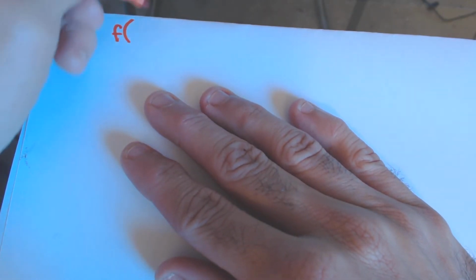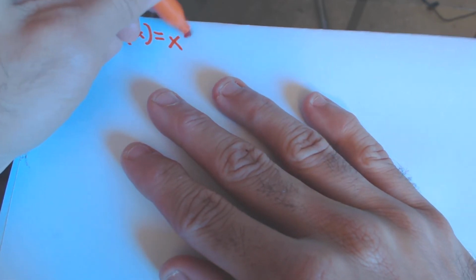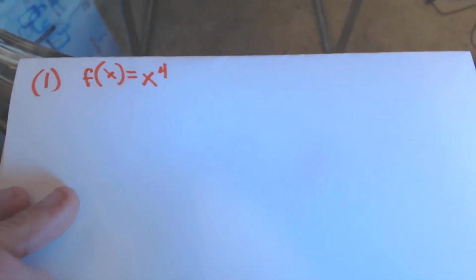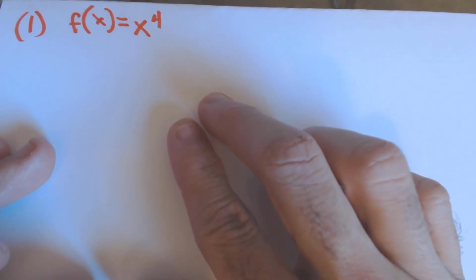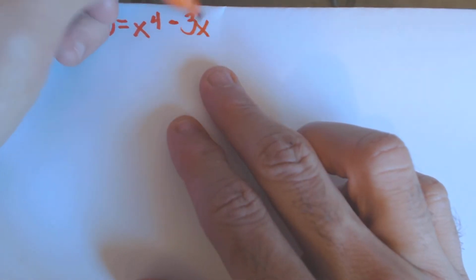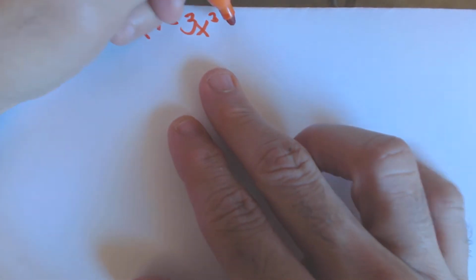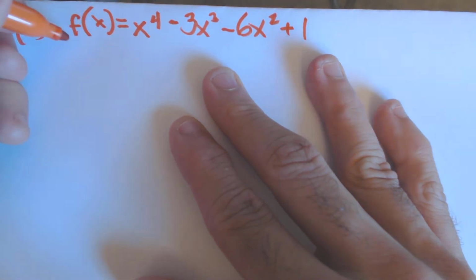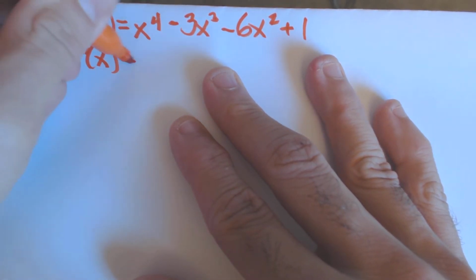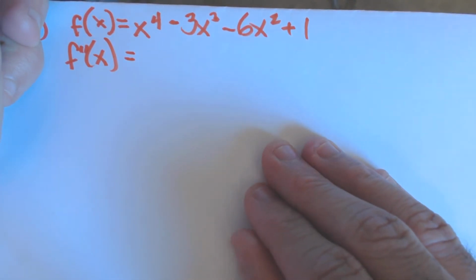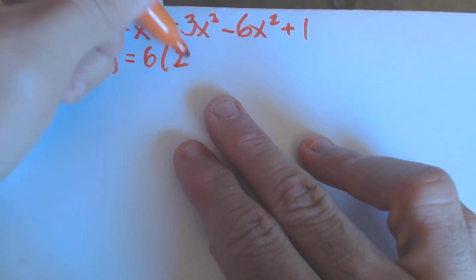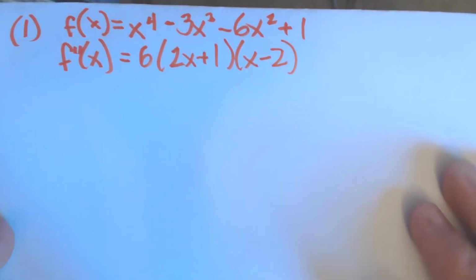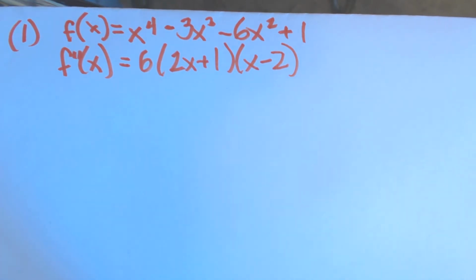Alright, so we're given a function, f of x equals x to the fourth minus 3x cubed minus 6x squared plus 1. The second derivative is 6 times (2x plus 1)(x minus 2). Alright, so we need to determine concavity and potential points of inflection.